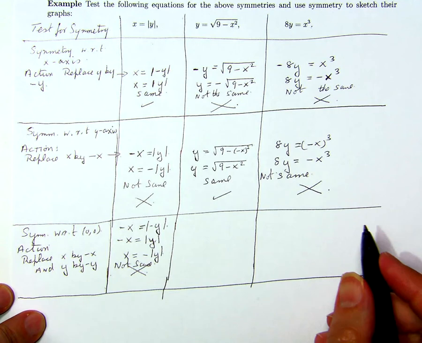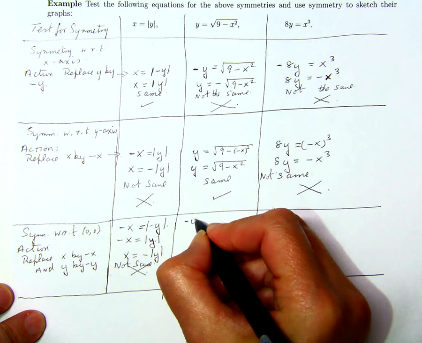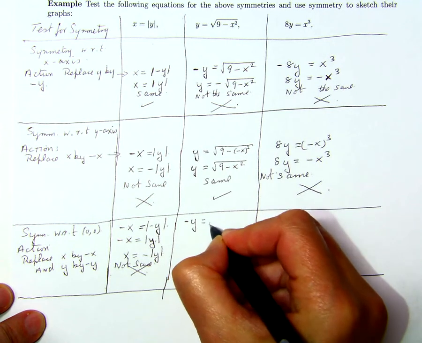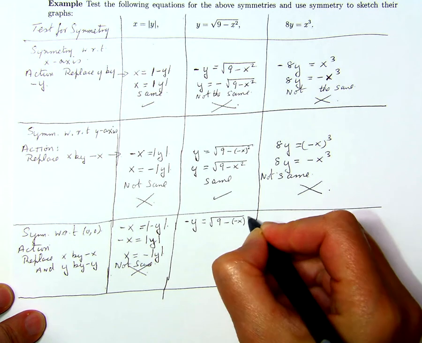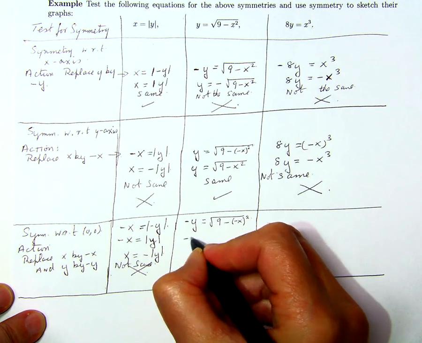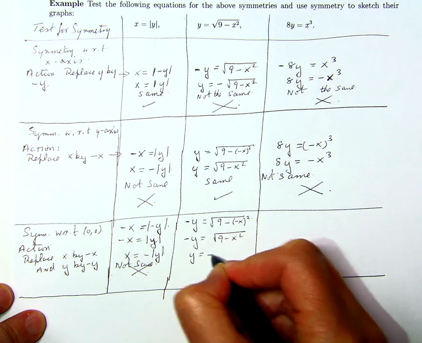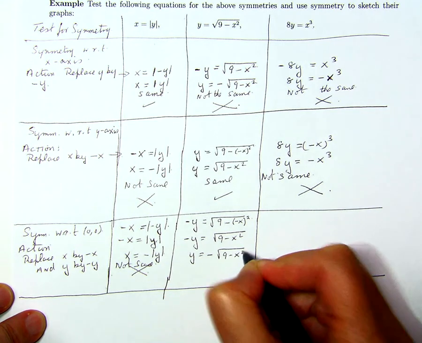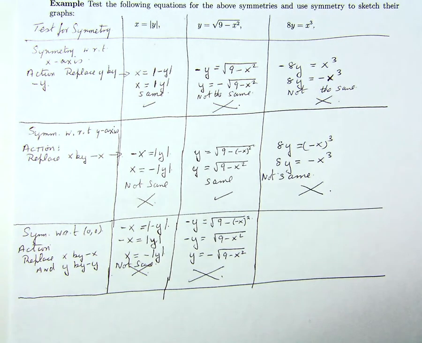How about y equals the square root of 9 minus x squared? Well, I replace x by negative x and y by negative y. And I get negative y equals the square root of 9 minus negative x squared. That's negative y equals the square root of 9 minus x squared, or y equals negative the square root of 9 minus x squared. So as in the above case, this is not the same. I cannot conclude symmetry with respect to the origin.